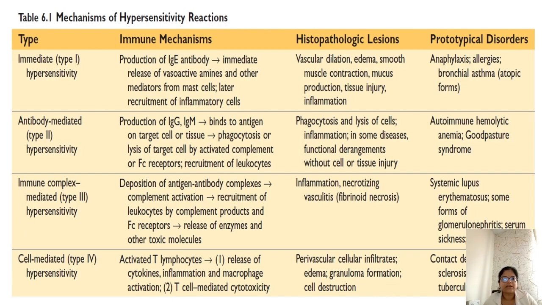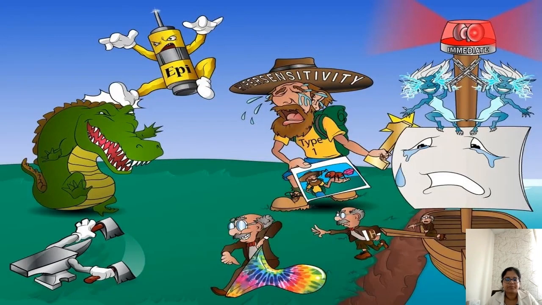So the broad classification of these mechanisms of hypersensitivity reactions would be type 1, 2, 3, and 4. Immediate type hypersensitivity is type 1, antibody mediated is type 2, immune complex mediated is type 3, and cell mediated is type 4. What are the different immunological mechanisms? What are the different histopathological lesions and prototypical disorders? We'll see in the further slides.